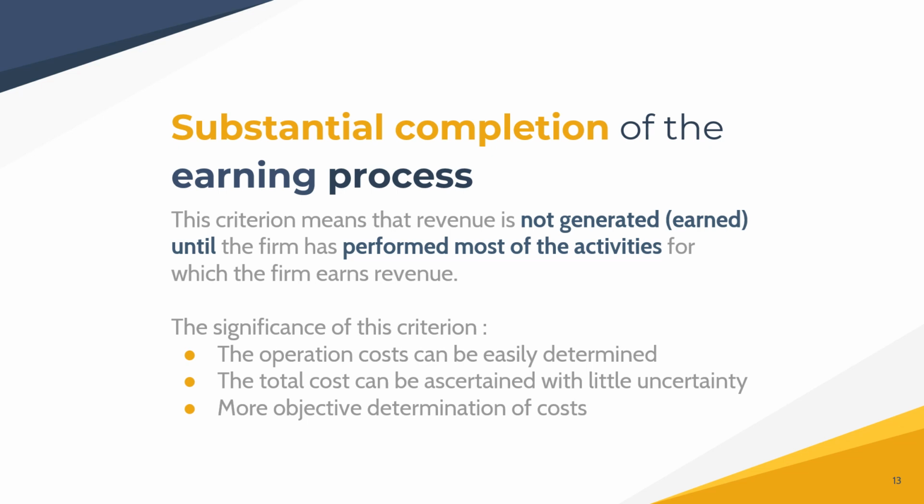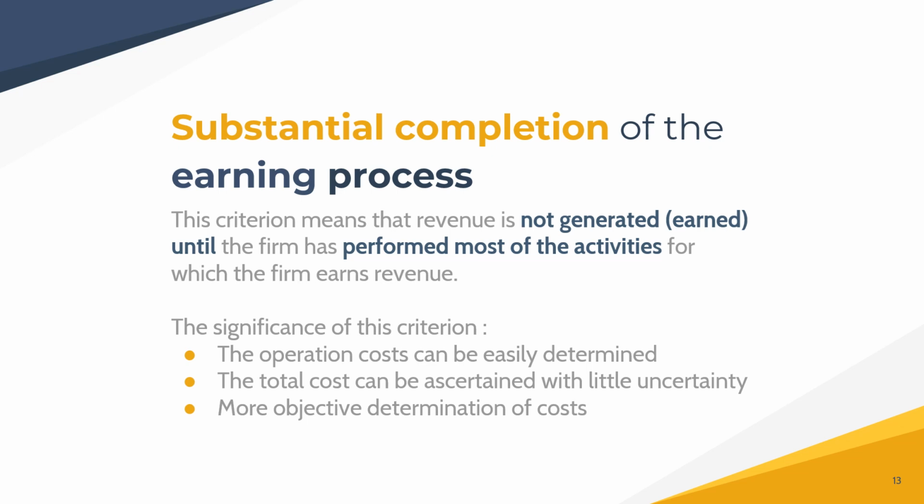Substantial completion of the earning process focuses on the notion that revenue is not generated or earned until the firm has performed most of the activities for which the firm earns revenue. So, this criterion means that revenue is not regarded as having been earned until the firm has done something. There are several significances of this criterion.